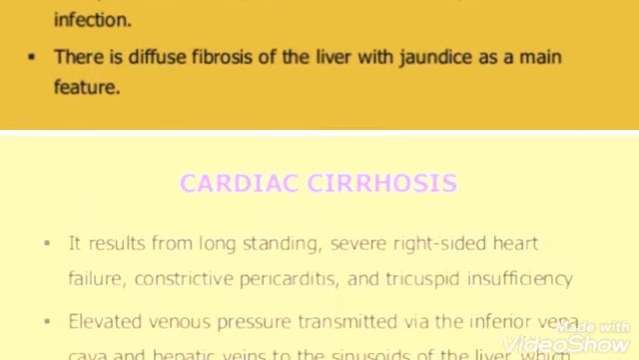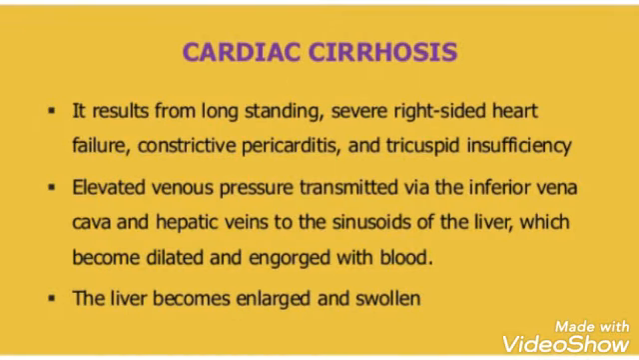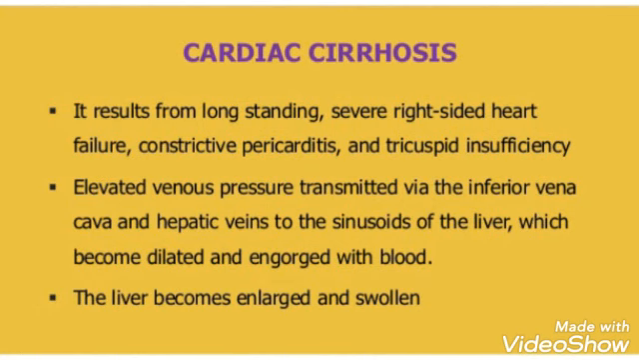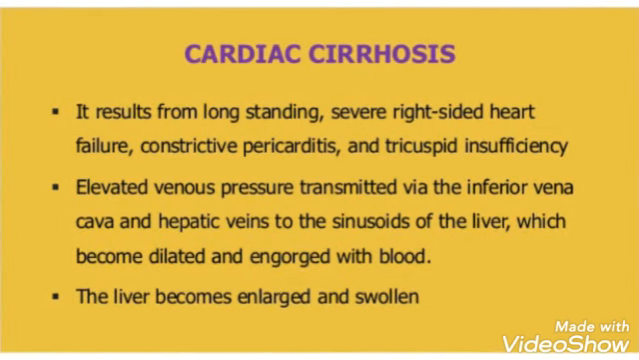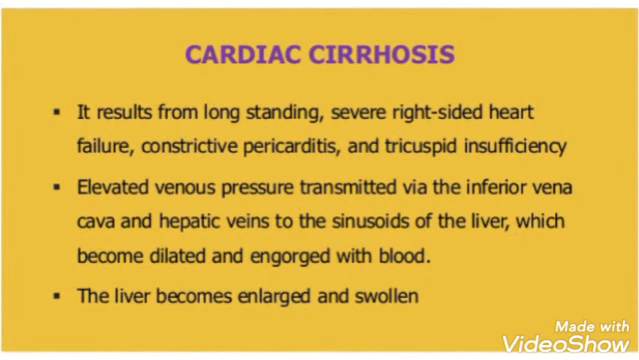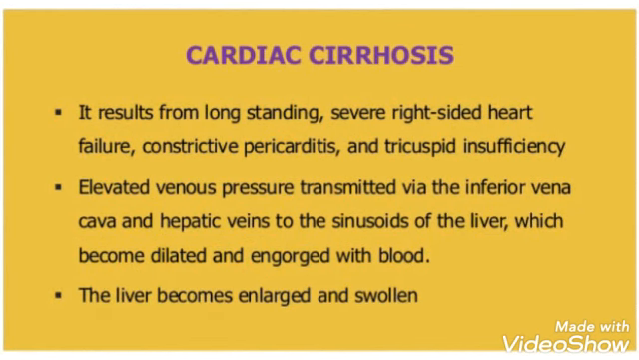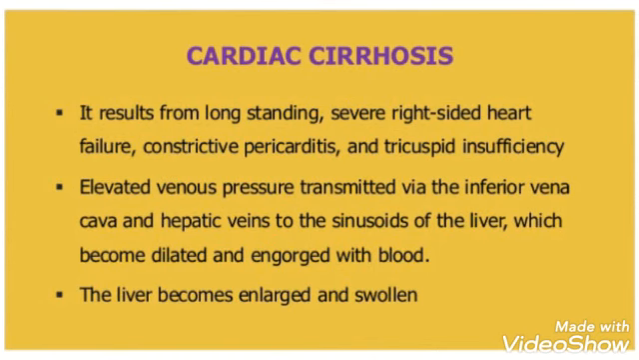Then the fourth one is cardiac cirrhosis. It results from long-standing severe right-sided heart failure, constrictive pericarditis, and tricuspid insufficiency. That means cardiac cirrhosis is caused due to dysfunctions or malformations of the heart. Elevated venous pressure transmitted via the inferior vena cava and hepatic veins to the sinusoids of the liver, which become dilated and engorged with blood. The liver becomes enlarged and swollen.